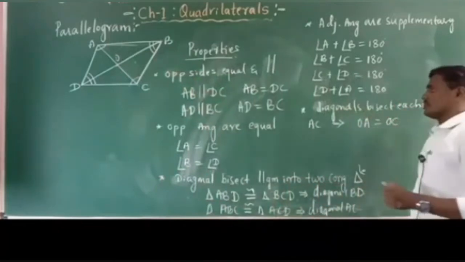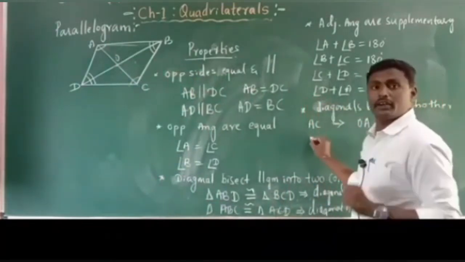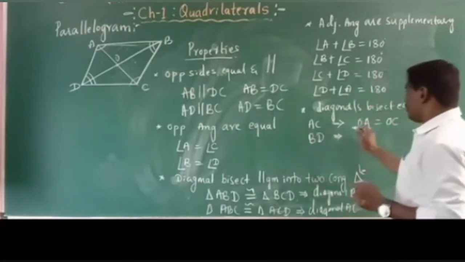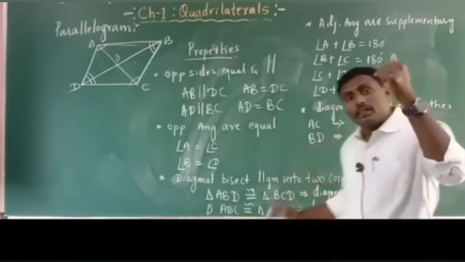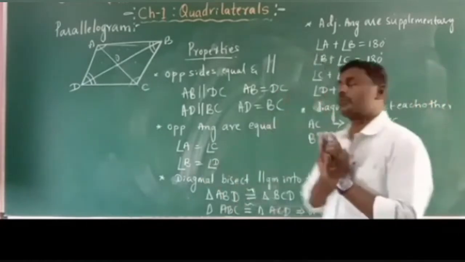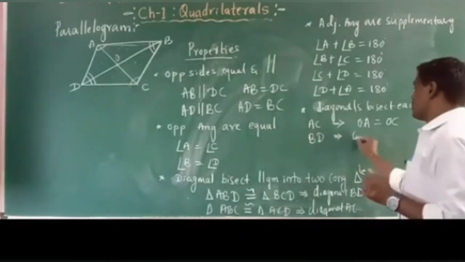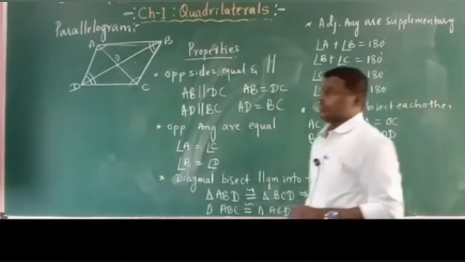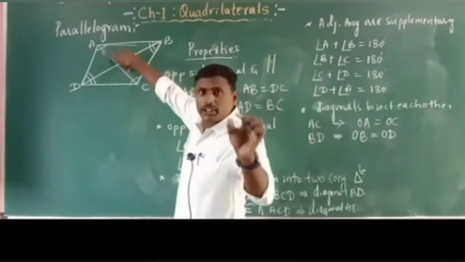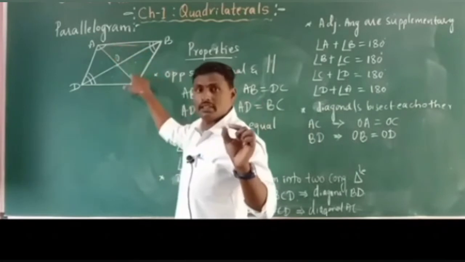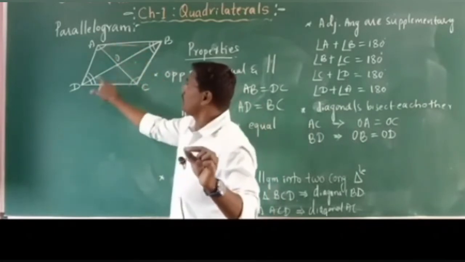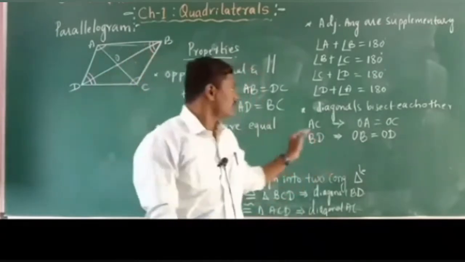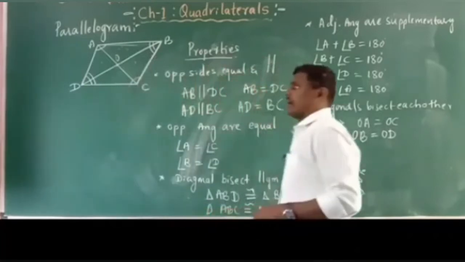Next, consider the second diagonal, that is BD. When it intersects the other diagonal, it is bisected into two equal parts. So what are the two equal parts? OB is equal to OD. These are the bisections of the diagonal AC, and in the second diagonal BD the two equal parts are OB and OD. So this is the fourth property of the parallelogram.